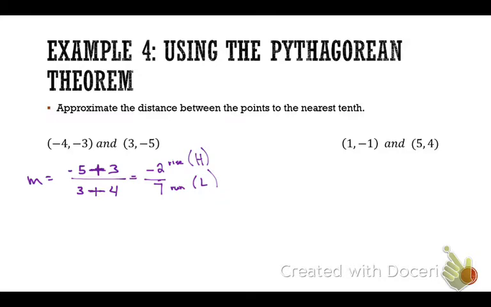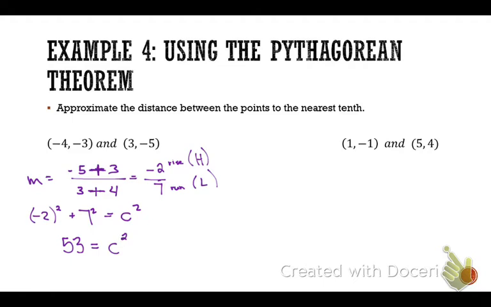Negative 2 squared plus 7 squared equals C squared. Now, the good news is distance is always going to be that C value. So what's negative 2 squared? 4. And what's 4 plus 49? 53. Yep, 53. So just like we predicted before we started this, is 53 a perfect square?